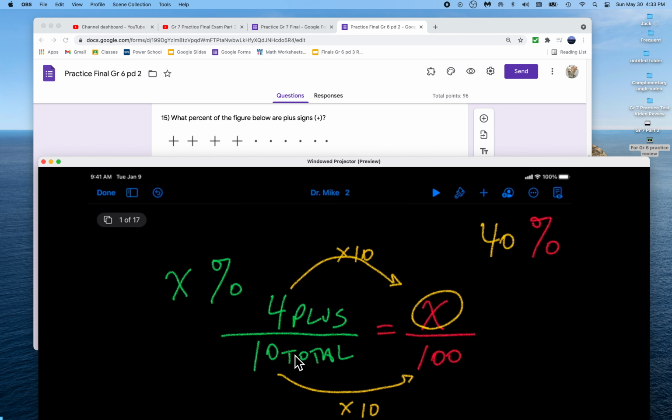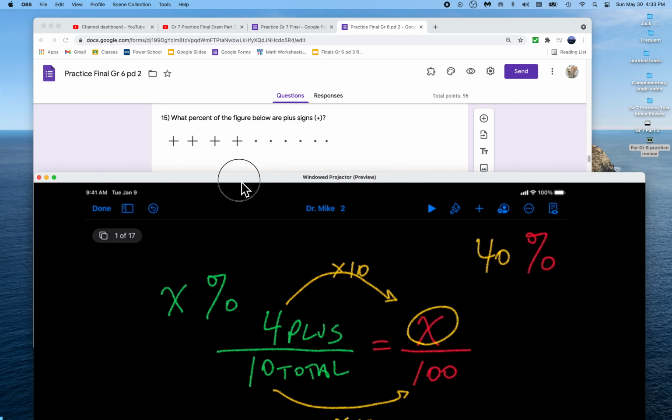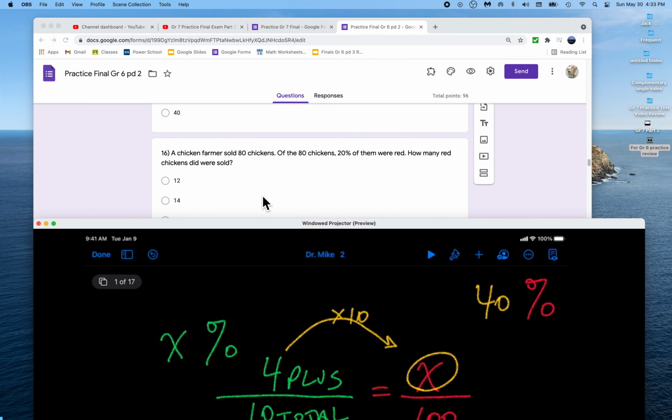The total goes on the bottom. The number that you're looking for, here 4 plus signs, goes on the top. We set that equal to x percent, which then becomes x over 100. Look for words like what, how many, whatever follows words like that, that's your unknown. You set x equal to that. Next one. So your answer is 40.